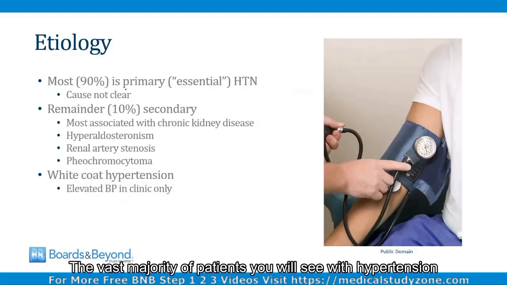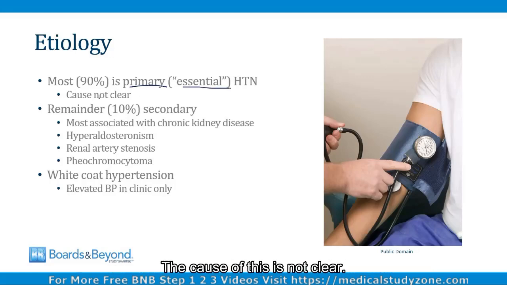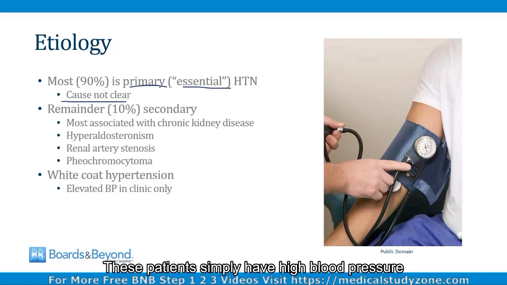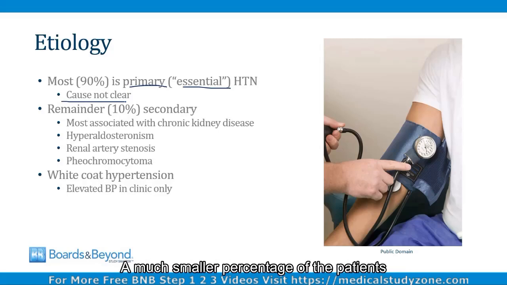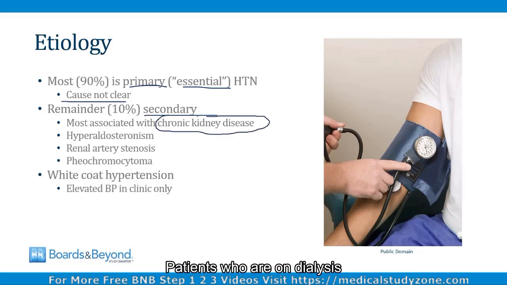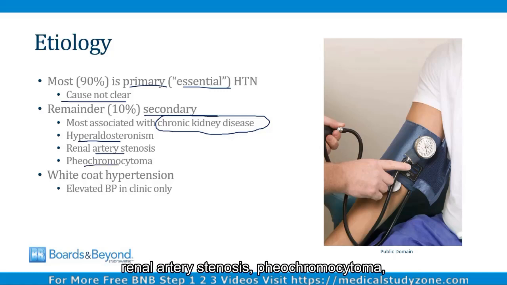The vast majority of patients you will see with hypertension have what's known as primary or essential hypertension. The cause of this is not clear. These patients simply have high blood pressure in absence of any other pathologic process that could cause their blood pressure to be elevated. A much smaller percentage of the patients you'll see with high blood pressure have blood pressure that is elevated secondary to some other pathology. Most of these patients have chronic kidney disease. Patients who are on dialysis or otherwise have chronic kidney disease almost always have hypertension secondary to their kidney pathology. Other more rare causes include hyperaldosteronism, renal artery stenosis, pheochromocytoma, and there are others.